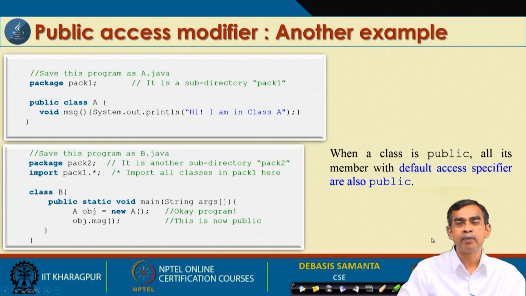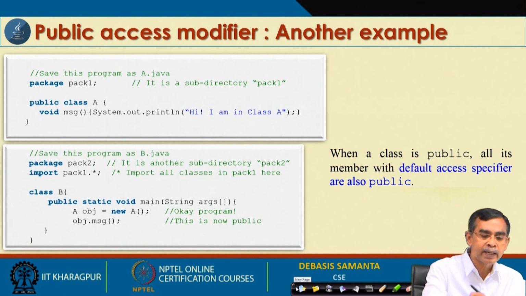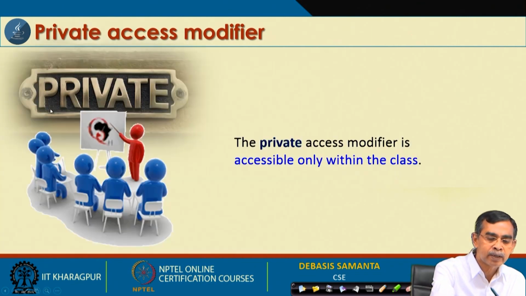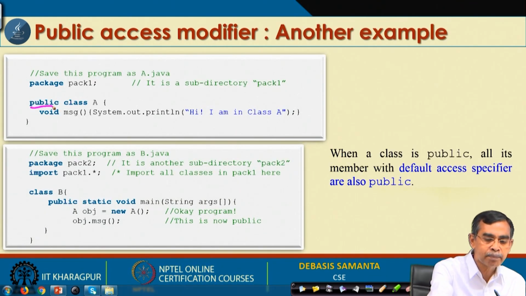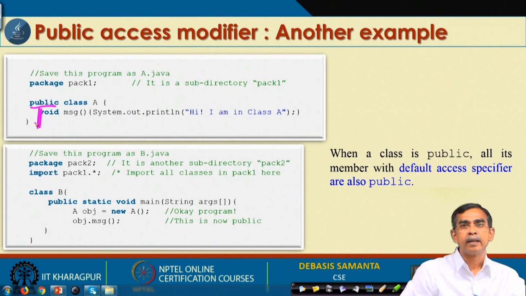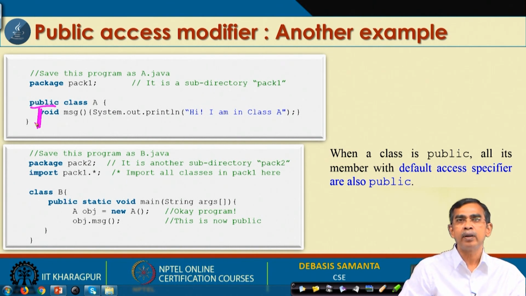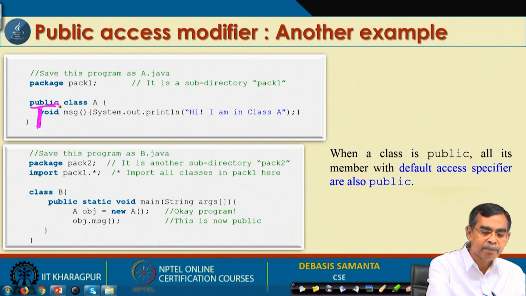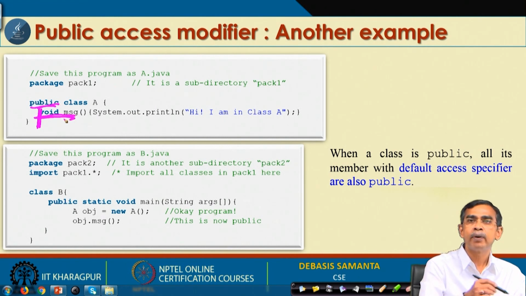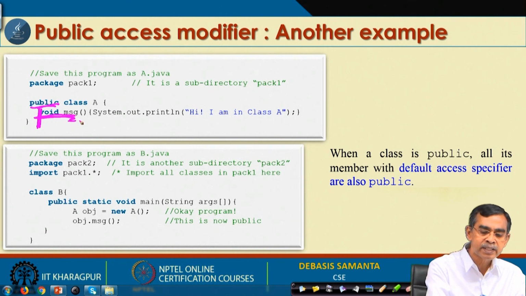Now, one more thing that I want to mention here is that if you declare a class as public, for example, here we declare a class as public, and if you access the other members under this class without any access specification, that means if they have the default access specifier, then they are also public. So, here for example, the class is declared as public and this method has the default access specifier, this means that this method is also public.